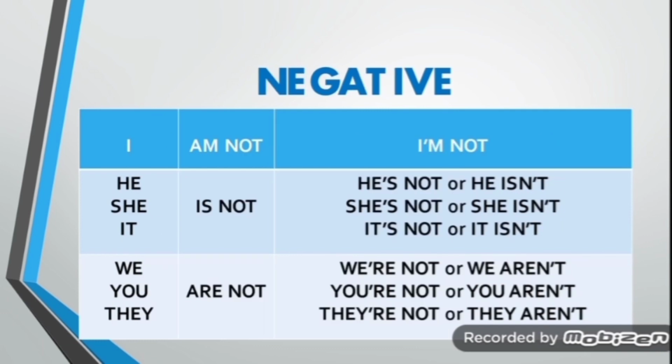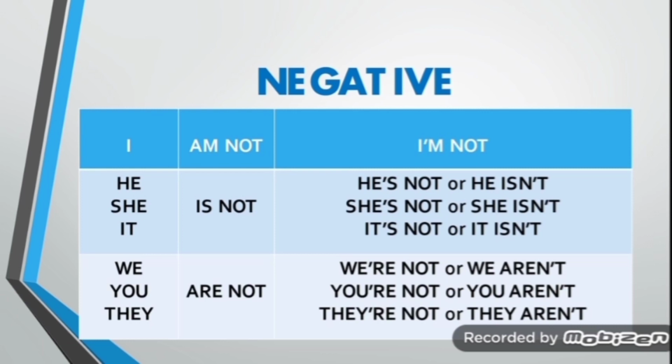Next one, how do we form the negative? When we say negative, there is always the word not. Okay, so we say I am not, or the short form, I'm not. He is not or he isn't. He's not or he isn't. She is not. The short form is she's not or she isn't. Okay, as you can see here on the table, it is not, it's not, or it isn't for singular subjects. Or shall I say Tom, John, Mary, like that, with noun subjects.